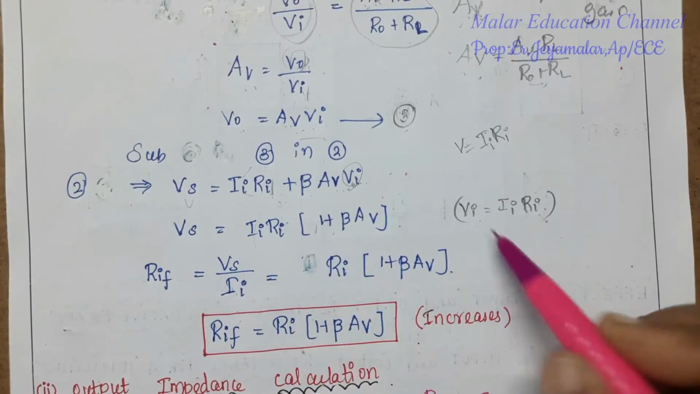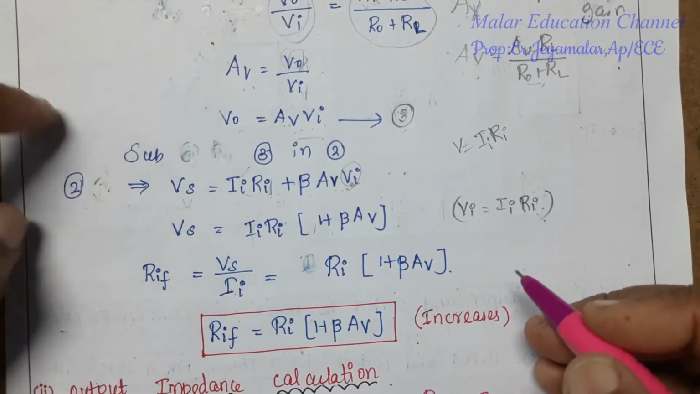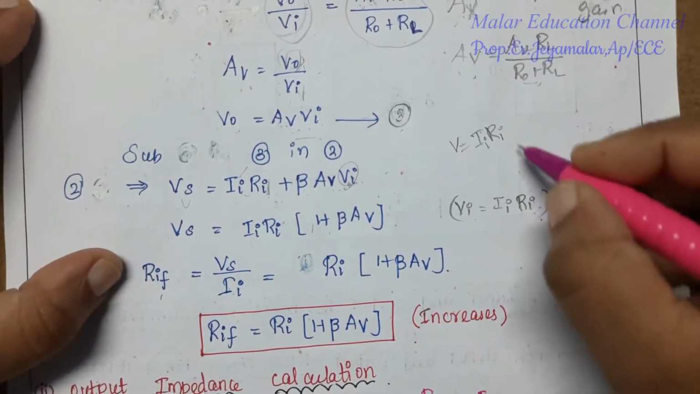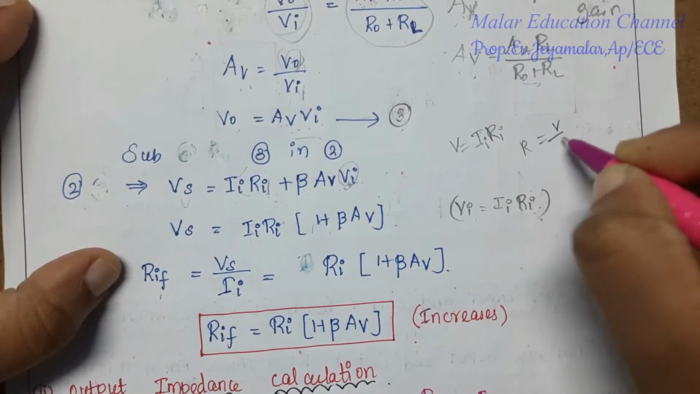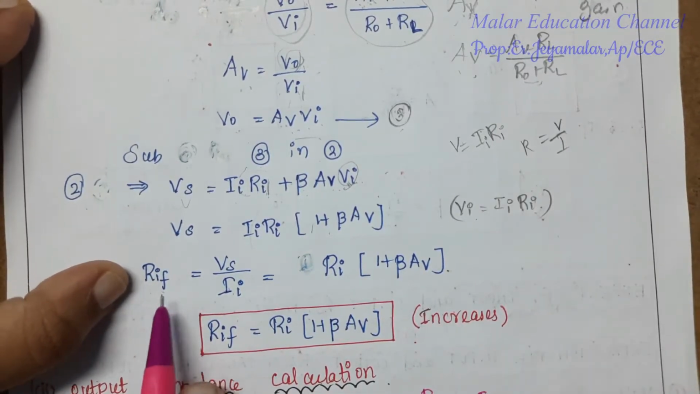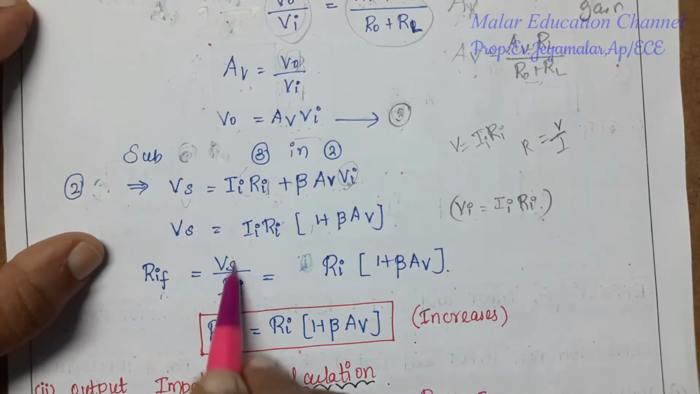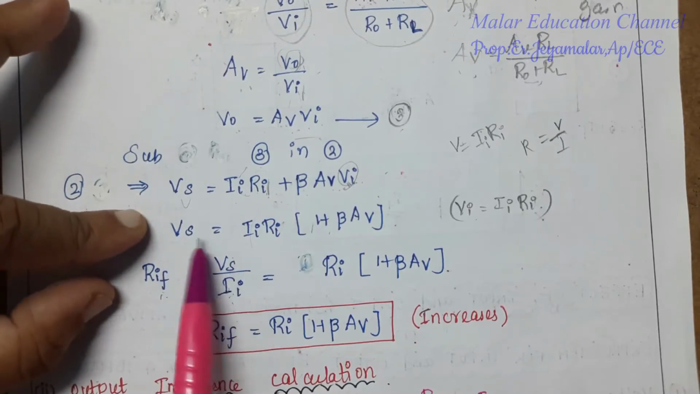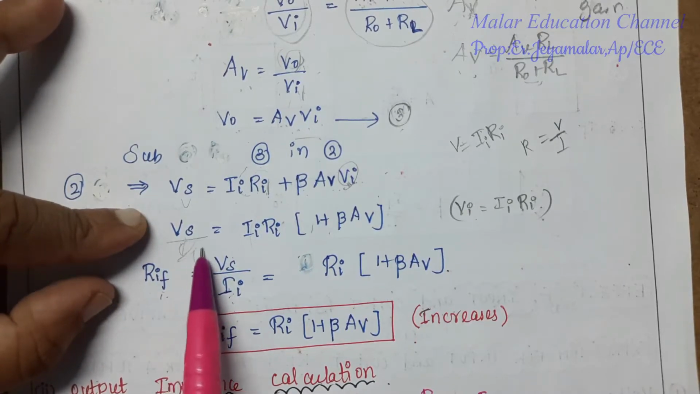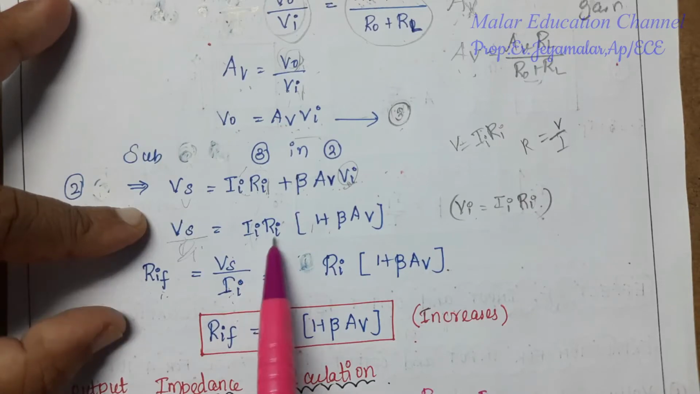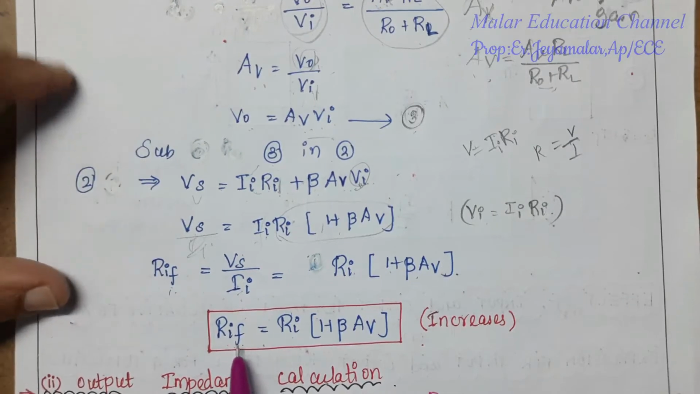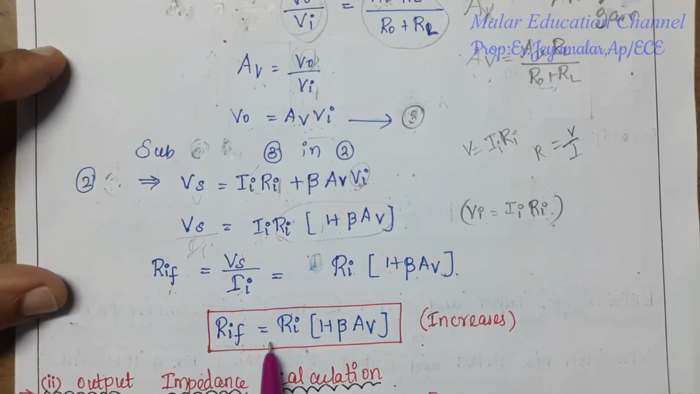Next step, our aim is to find RIF, that is input feedback resistance. According to Ohm's law, R equal to V by I. Similarly here, RIF equal to Vs by Is, where F represents feedback. The above equation is Vs, divided by Ii, so Ii gets cancelled. The remaining term is Ri into 1 plus beta into AV. So input resistance with feedback for the voltage series amplifier equals Ri into 1 plus beta into AV.